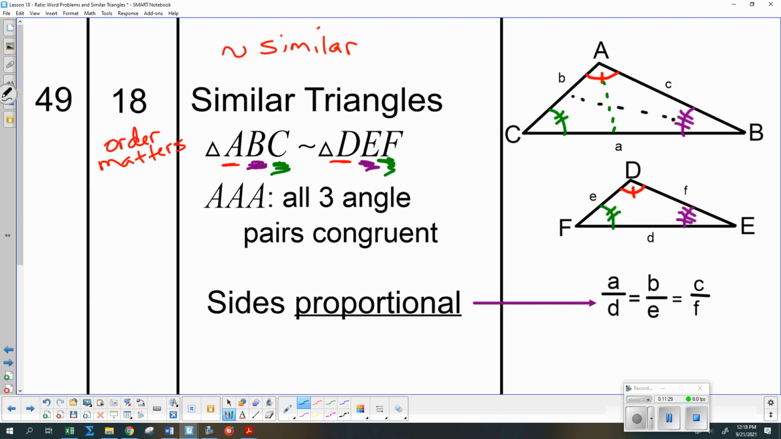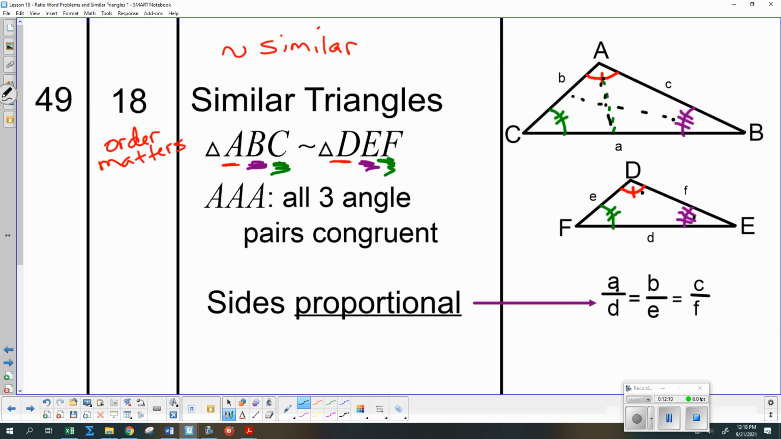So I'm going to start with across from big A, I have little a. Big A with the red mark is congruent to big D, and across from big D, I have the lowercase d. Then I'm going to take the angles that are across from the purple 3 tick marks. Top triangle over bottom triangle still: little b over little e. And finally, I'm going to go across from the ones that are marked with the green or 2 tick marks. Top triangle over bottom triangle, lowercase c over lowercase f. And that has to be true for triangles to be similar.